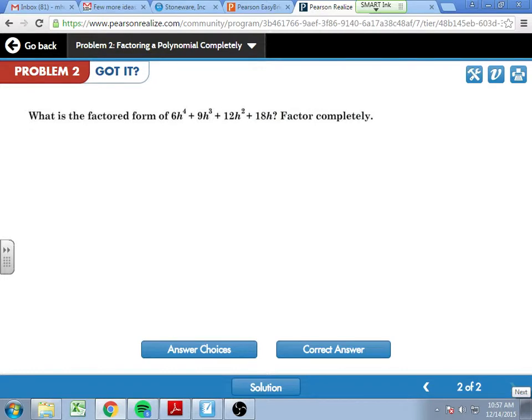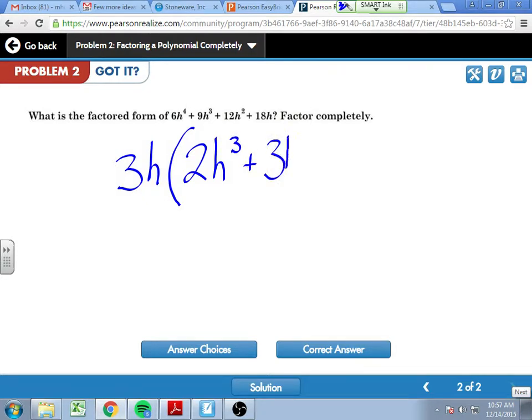Make your work have smaller values if you factor it out first. Why? What's my common factor here? 3h, right? So then how'd you group it? I used 2h cubed and 4h and 3h squared and 6.